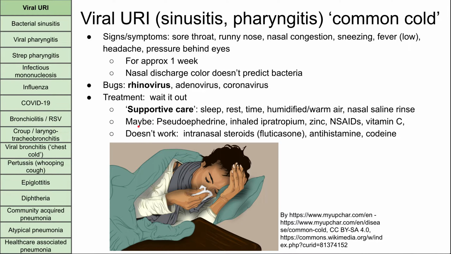This next list is things that might help, depending on the person. Some people have been able to find relief. There are limited studies that show that these might shorten the course of the illness, but it's not really definitive. That's like pseudoephedrine, inhaled ipratropium. Zinc has been shown, some formulations called Zicam that claim to shorten the length of your cold. NSAIDs provide relief, don't necessarily shorten the course of the illness.